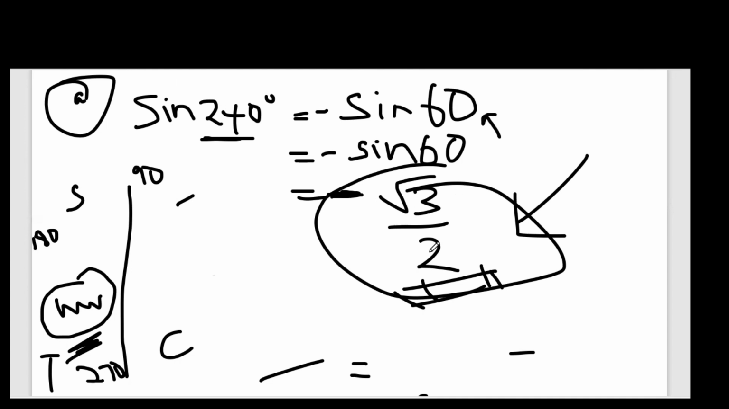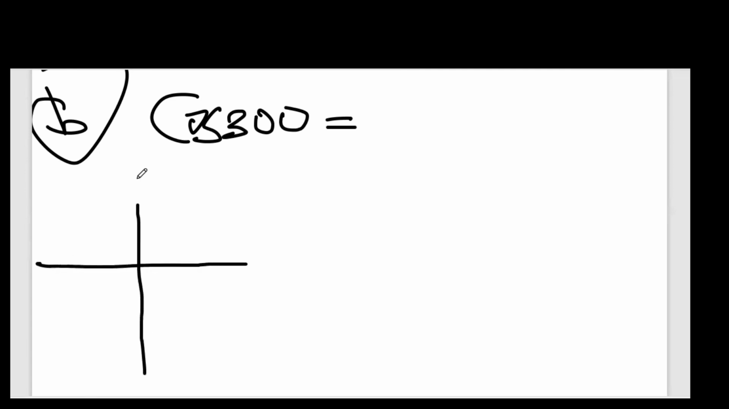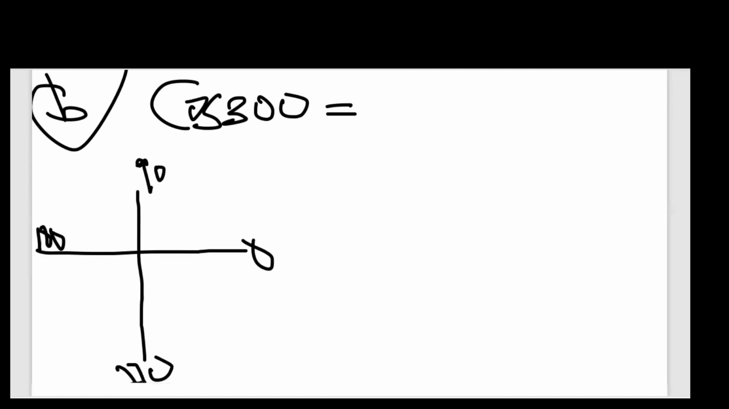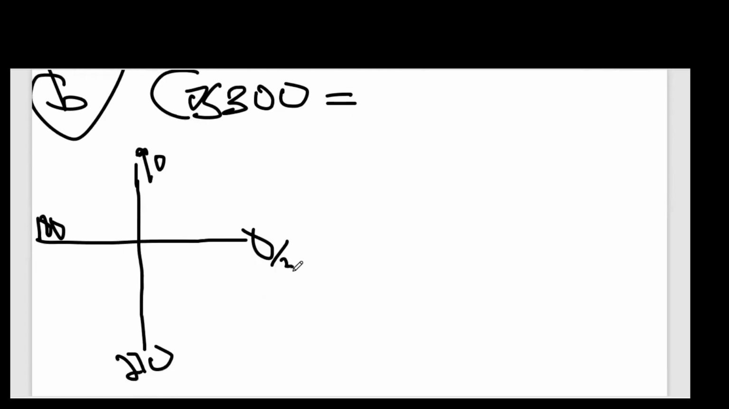If you didn't get it here, let me do another example. Let's say we have B, and in B we have cos 300. So cos 300 will be equal to what? I'll draw my quadrants. This is 90, this is 0, that is 180, this is 270. Then I know that this 300 is somewhere here.